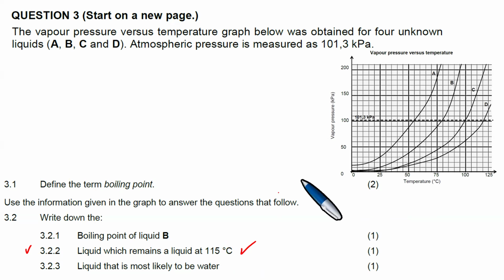So you need to check 115. This is 100, then you add 5 to get 105, 110, 115. It will be 80, 85, 90, 95, 100, 105, 110, 115. Something of that sort.